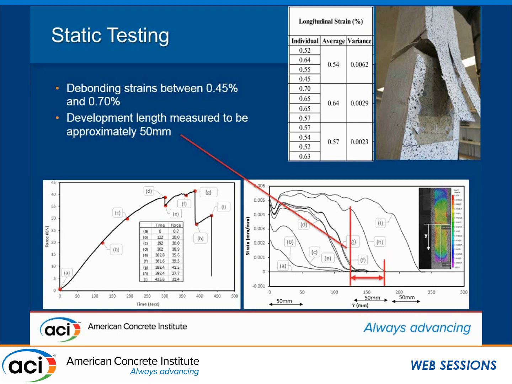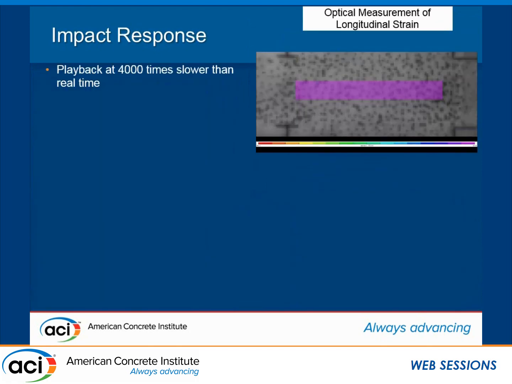At H, all this region over here has already debonded, and it's just FRP in pure tension. It's not composite with the concrete anymore. So here's a progression of debonding over the length. This is our development length, and over here is the rest of the FRP that isn't stressed. What we did measure is about a 50 millimeter development length for this material, which is what we expected.